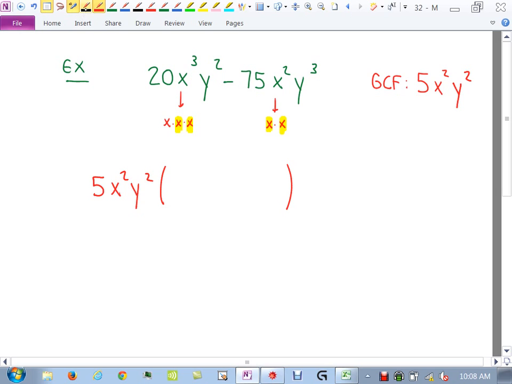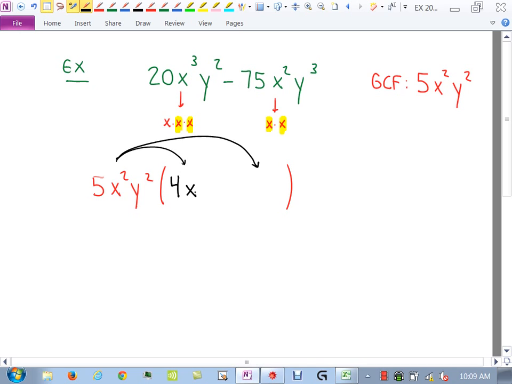I remember that I'm going to have to distribute through 2 distributions to create those 2 terms. So how do I turn 5 into 20? Multiply by 4. Positive 4? Okay. How do I turn x squared into x cubed? X. How do I turn y squared into y squared? 1, so I don't need to write it. Are we done with the first term? That should do it, right?